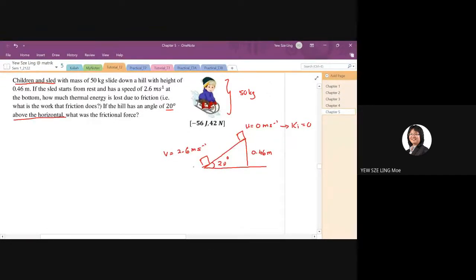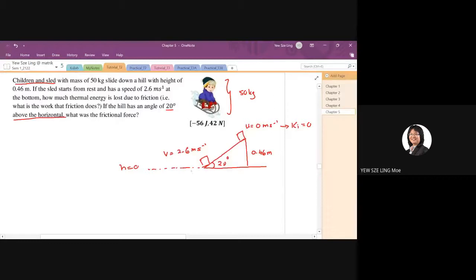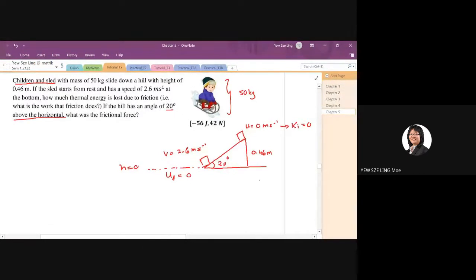At these positions, we have to determine where h equals 0. Again, I'm going to take the ground as h equals 0. So at the bottom, the object has a speed of 2.6 meter per second, but because h equals 0, my U final is equal to 0.